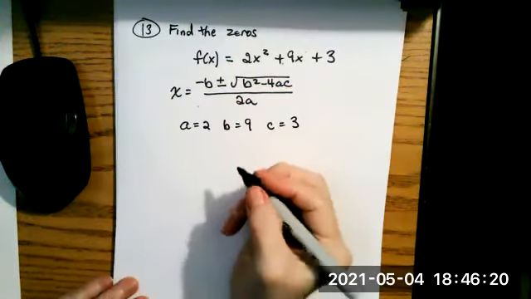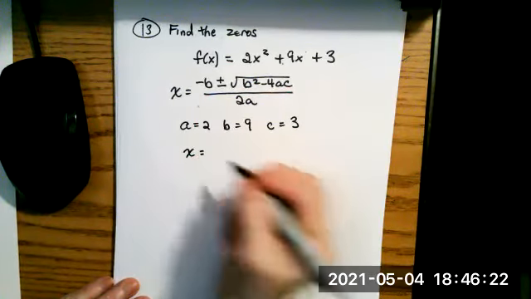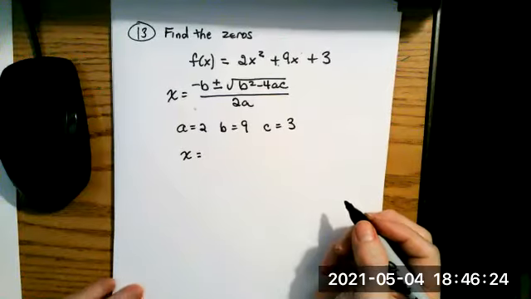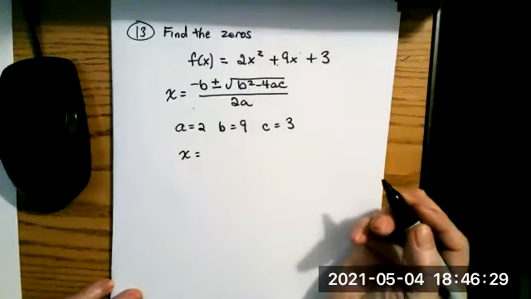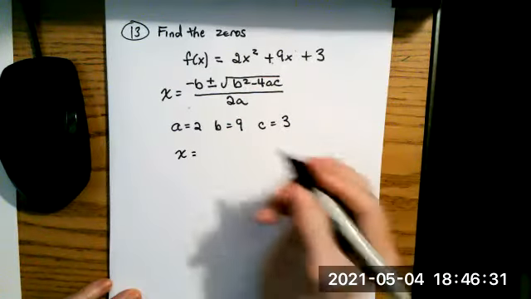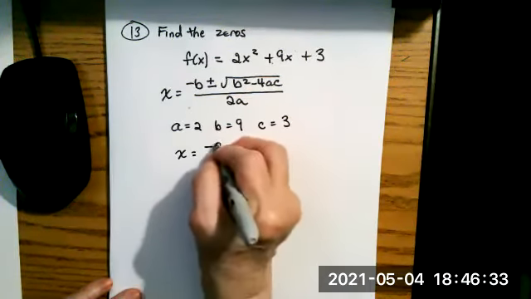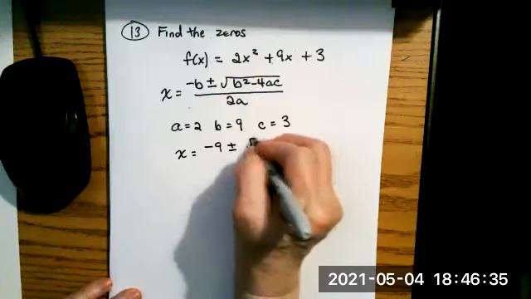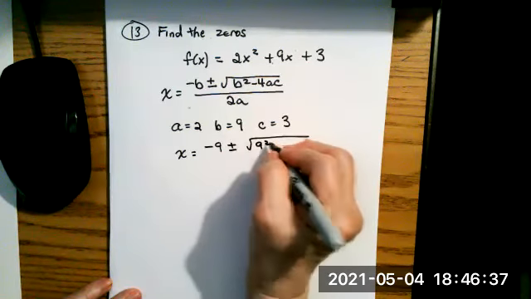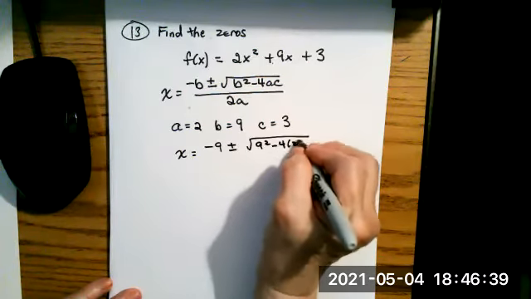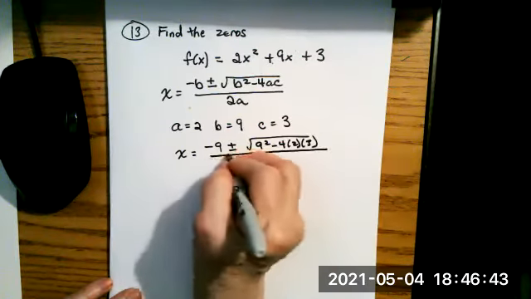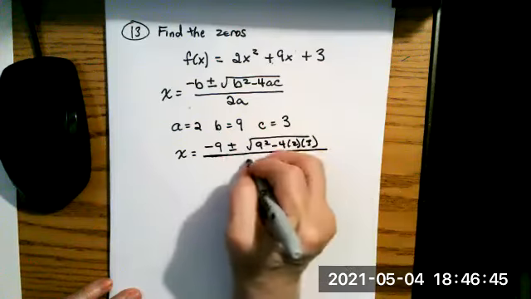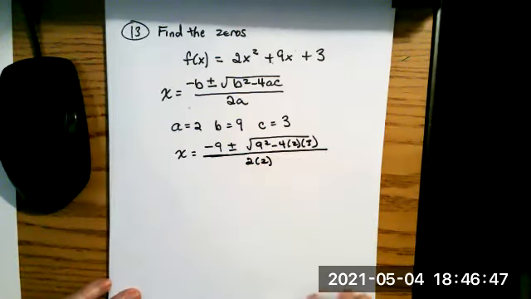Isn't it like if it won't factor, you have to use the quadratic? Yes, this would not factor. You can't add factors of 6 to get 9. So x equals negative 9 plus or minus the square root of 9 squared minus 4 times 2 times 3, all over, and don't forget to draw this line over this part of it, 2 times 2.